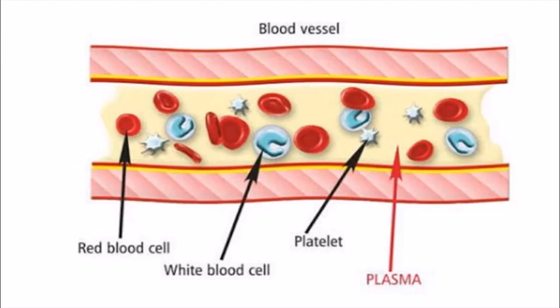Now what is the function of platelets? It helps in blood clotting. And the function of WBCs is protection against any foreign pathogen. So whenever any foreign substance enters your body, the WBCs fight it. So these are the different types of blood cells, that is RBC, WBC and platelets.